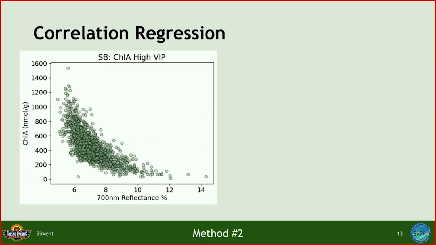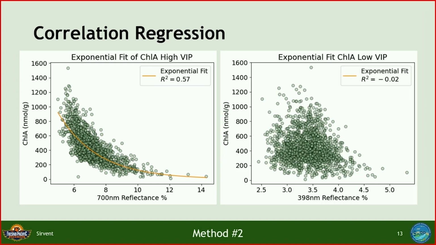So taking our first method, which is a correlation regression, just a single variable one, we're going to plot the high VIP point, which is at 700 nanometers. And you can see this really nice negative exponential relationship. It is a really big sample size, which is why our R-squared is not gorgeous, but 0.57 is still pretty significant. Whereas if you look at the low VIP point, it looks awful. And so this tells us that it's really important what area of the spectrum you're looking at.